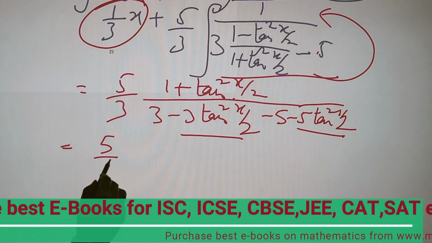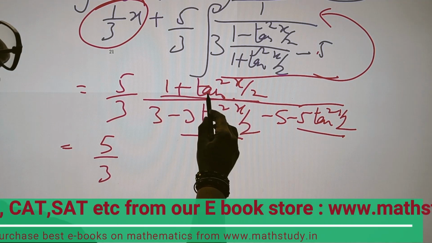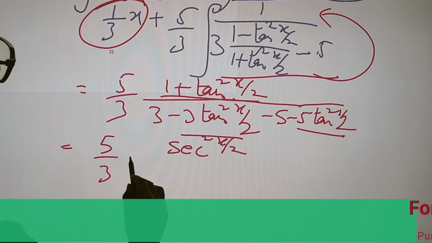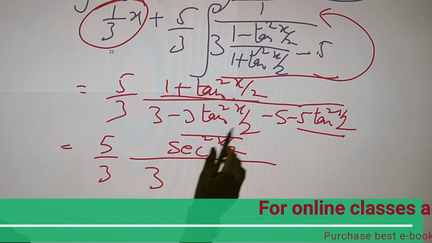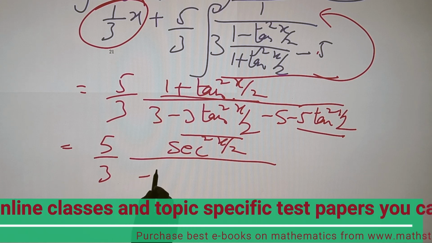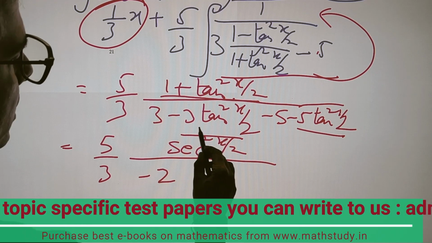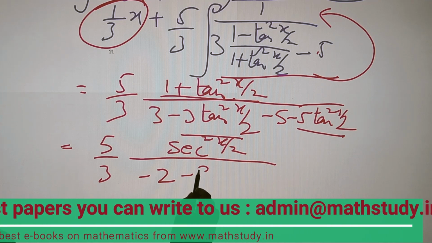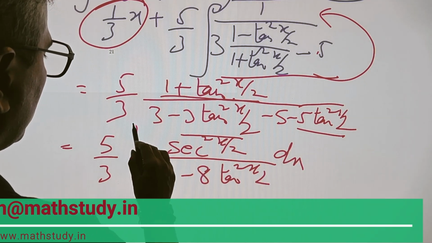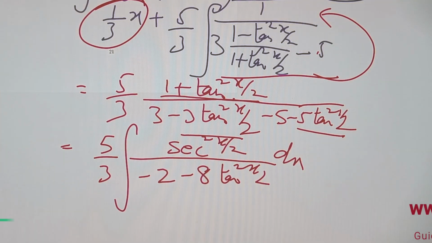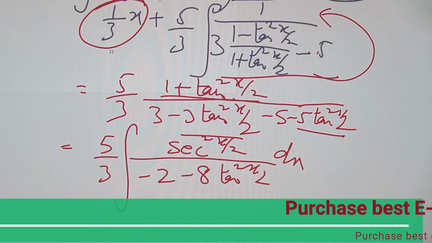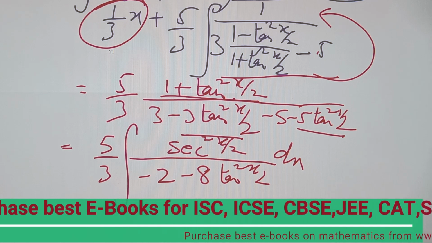Now if something is cancelled out, we can simplify these terms here. So what we'll get, 5 by 3, and we can write it this way, 1 plus tan square x by 2 is nothing but sec square x by 2 upon 3 minus 5, which is nothing but minus 2 here, and this part is minus 3 tan square and minus 5 is minus 8 tan square x by 2 here into dx. So the advantage of using this half angle formula is that if we now substitute tan x by 2 as t, we will be getting the derivative in the numerator here.